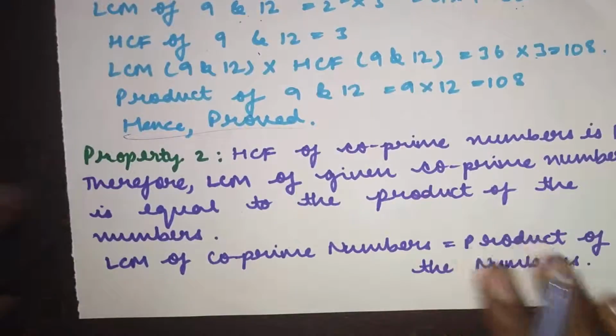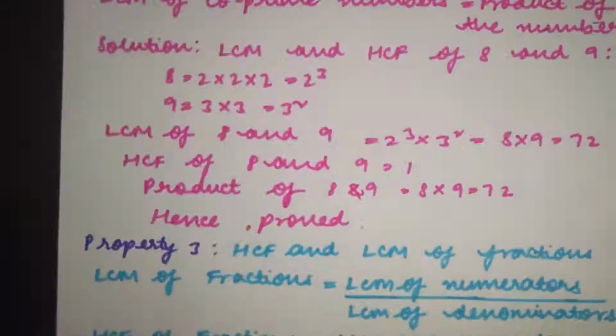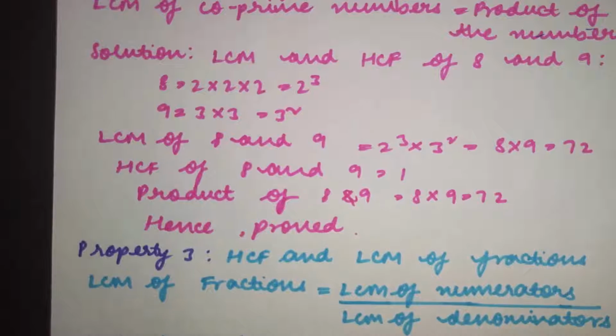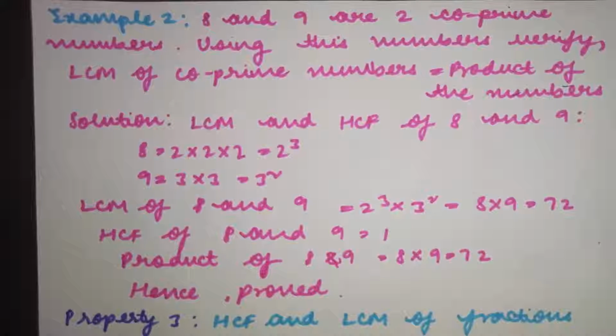You can see from the example, let's say we have 8 and 9, two co-prime numbers. Using these numbers, we verify whether the above property is true or not. First, we find the LCM and HCF of 8 and 9, which would give us 72 and 1. Okay, the co-prime, that is, the only HCF possible between 8 and 9 is 1.